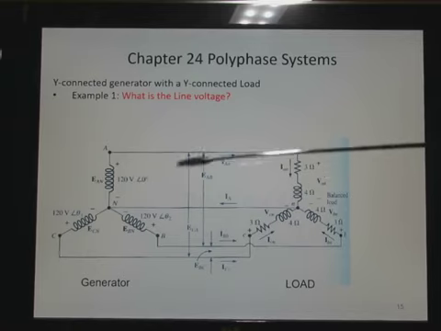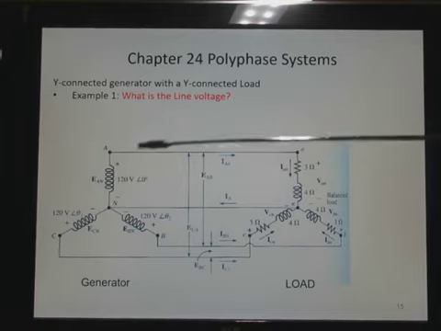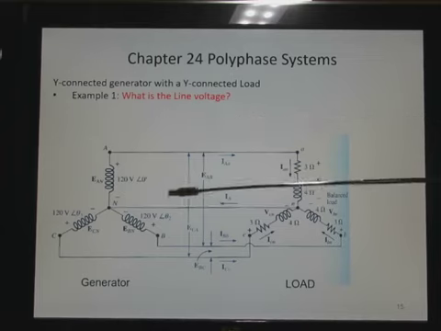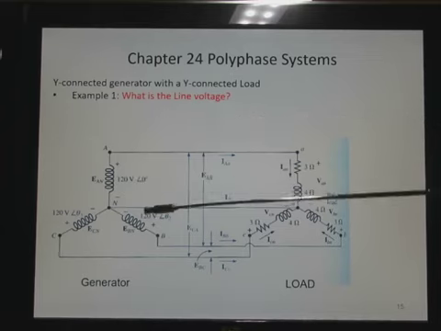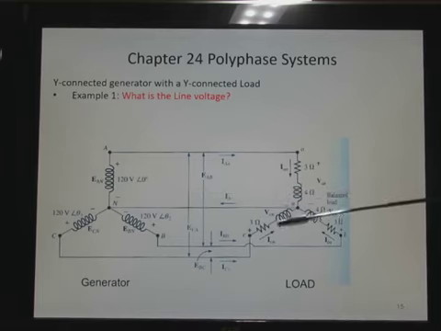If we look at this Y connection to Y connection, what is the line voltage, the line to line, A to B, A to C? We're given the phase voltage, the line to neutral, is 120 volts. We're given the load, and they're all balanced, they're the same. So the line voltage equals the square root of 3 times the phase voltage.